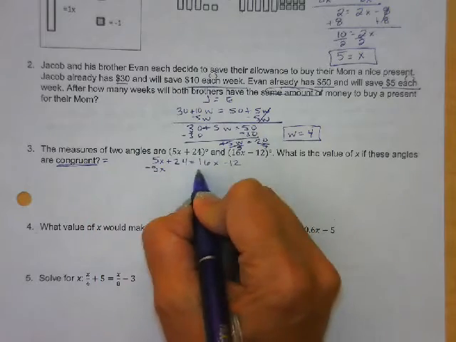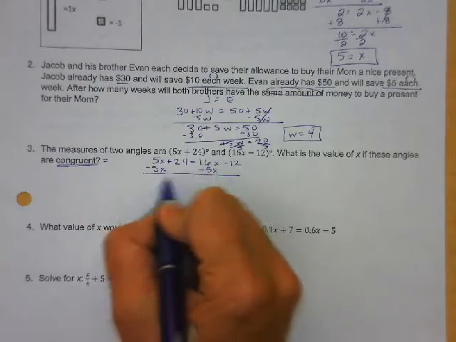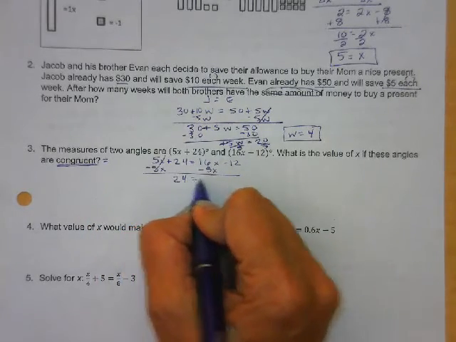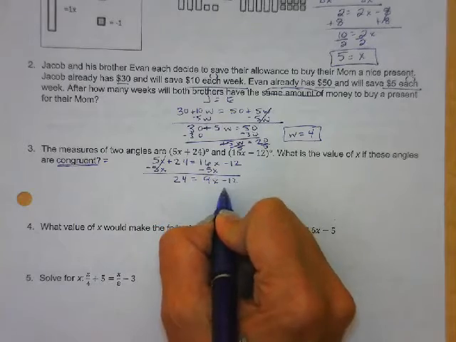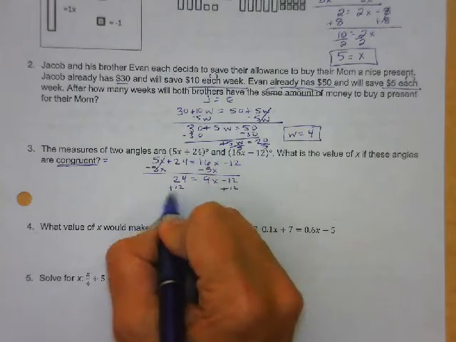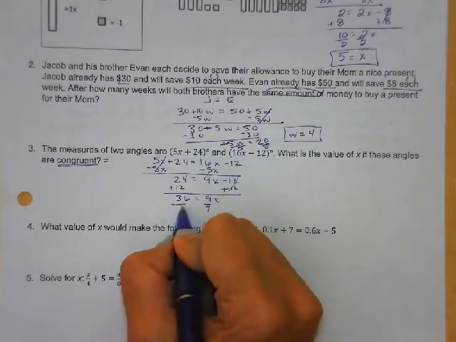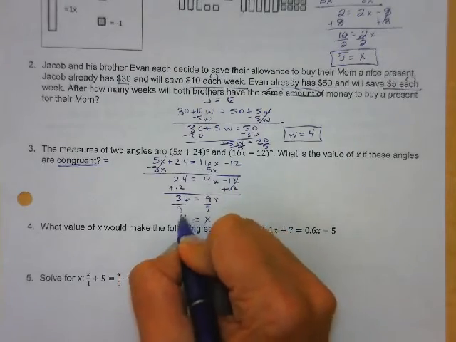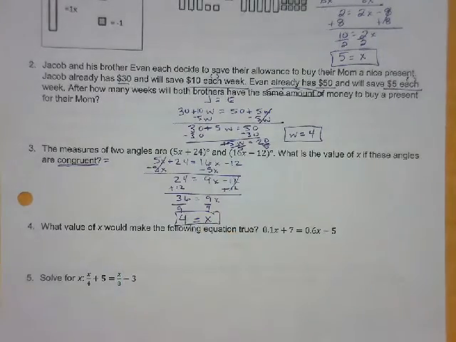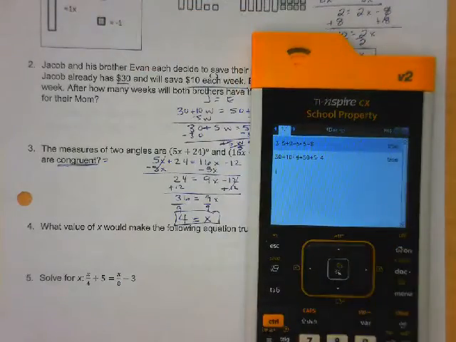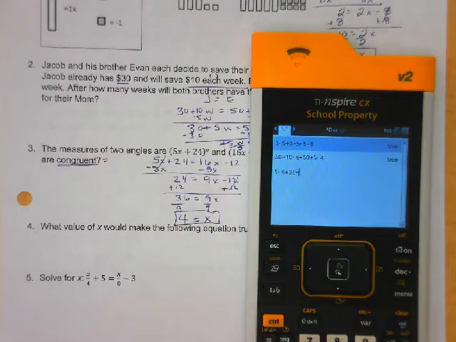So we're going to undo our 5x by subtracting it. 24 is equal to 9x minus 12. Inverse add, subtract. Inverse multiply, divide. X is equal to 4. And again, make sure you're plugging it in. That is a super key point. I cannot stress to you enough. Most of you have been doing that throughout this unit.